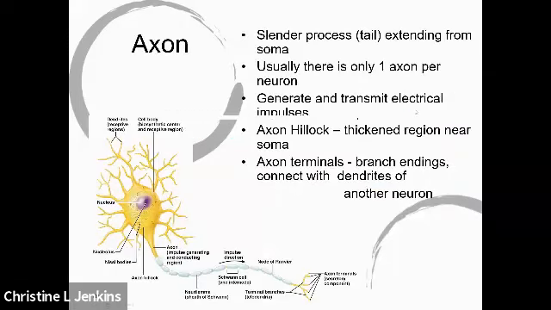Then we have the axon. The axon is the one long tail. Check it out. We already know that, probably. There's usually only one axon per nerve cell. This is where the nerve impulse is conducted. This is where the electric current.